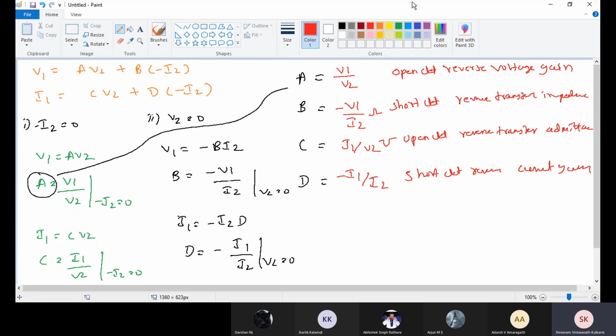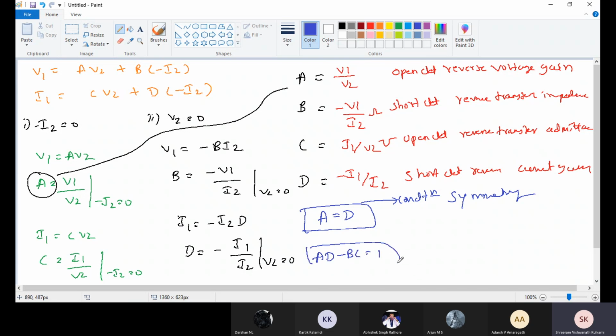Now, condition for symmetry: A equals to D. Condition for symmetry. Then AD minus BC equals to 1. That is the condition for reciprocity.